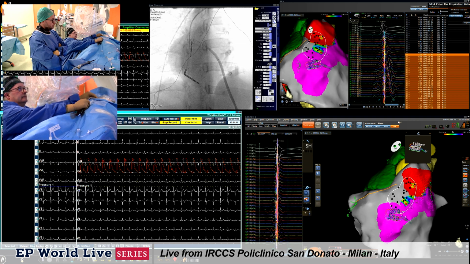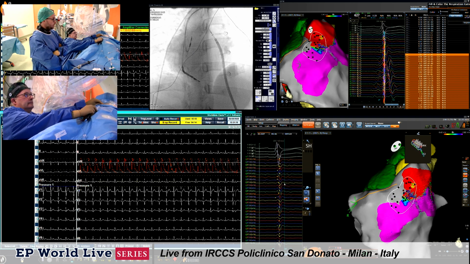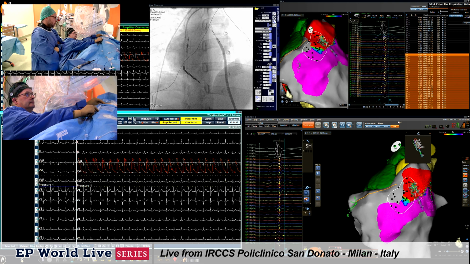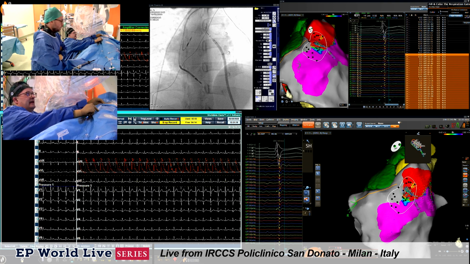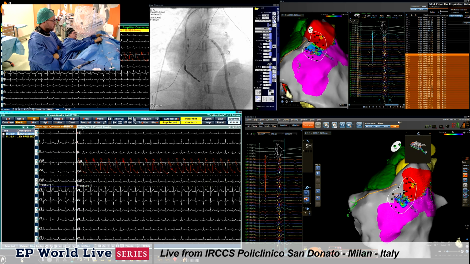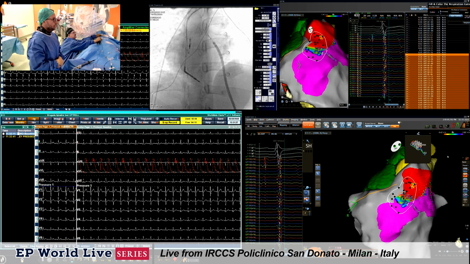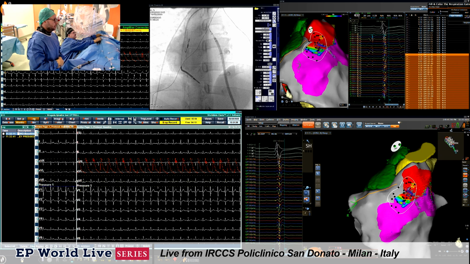So open a little bit. There. Now they are smooth. We don't have the fragmentation. No fractionation. Nice here. Look at this. We don't have the fractionation as at the beginning. You remember the signals there?